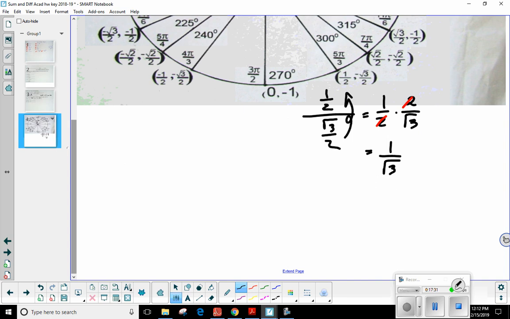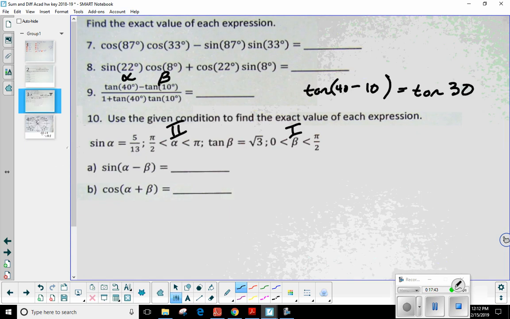There we go, we got to rationalize it. So I'm going to multiply both parts by square root of 3, and that's absolutely right. Okay, the square root of 3 over 3. So I'm going to come back here to my paper. Square root of 3 over 3. It's got to be my answer. Okay.